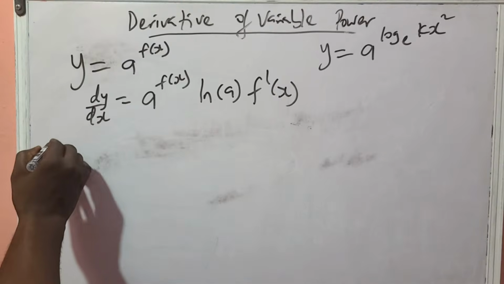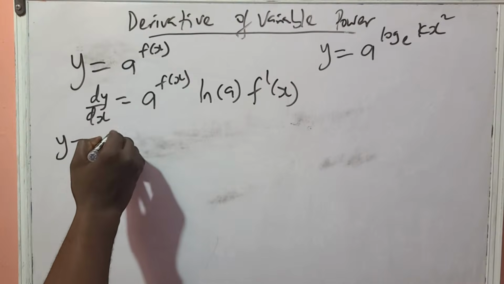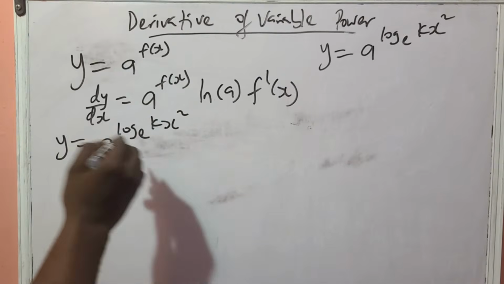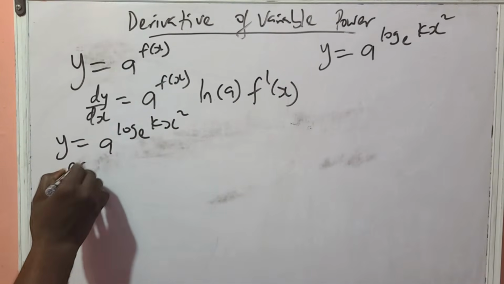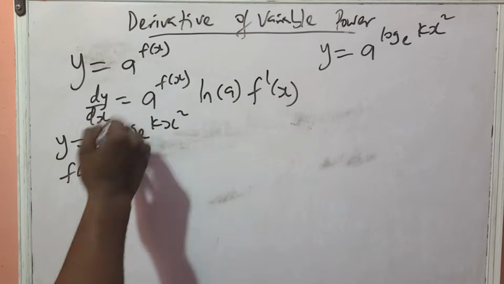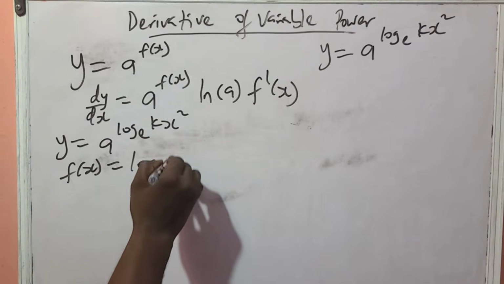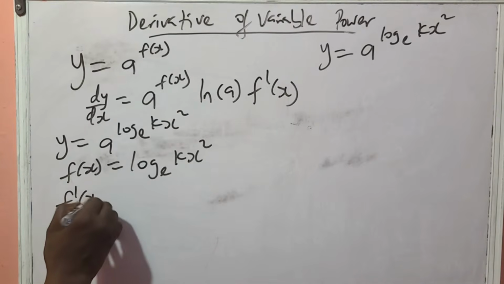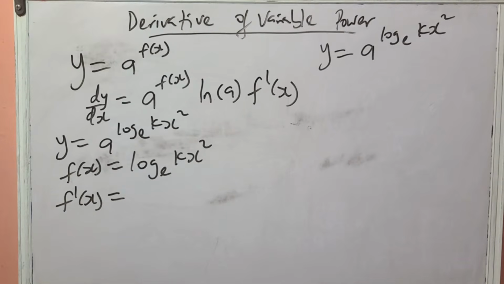So we have y equals a raised to power log e kx squared. The first thing to identify is what's your f(x). So f(x) here is the power of the variable x, which is the power of a, log e kx squared. All right. So you need to go on to now find the derivative, which is one of the things I told you when I was explaining. I told you that the power can be anything. Don't get too used to the power being 2x or something. Look at, in this case now, the power was a logarithm function.